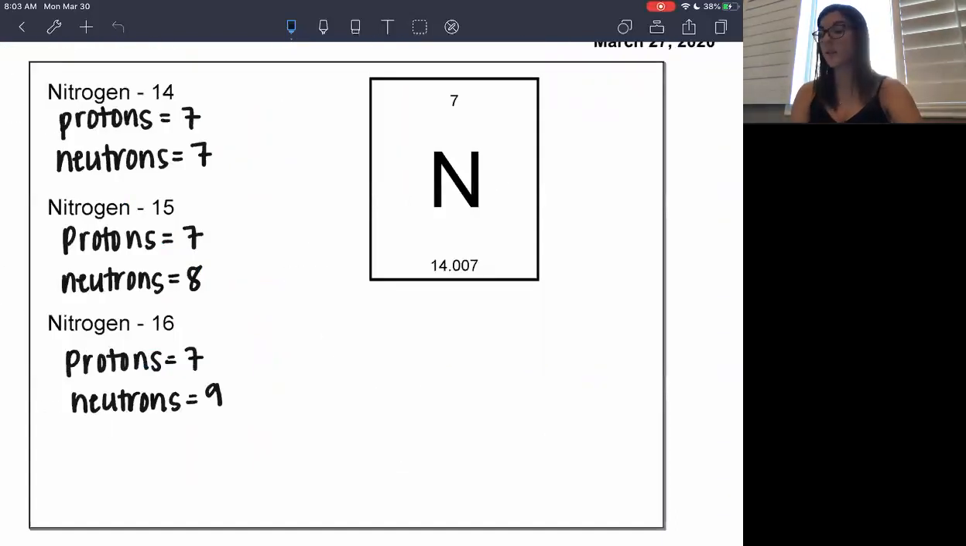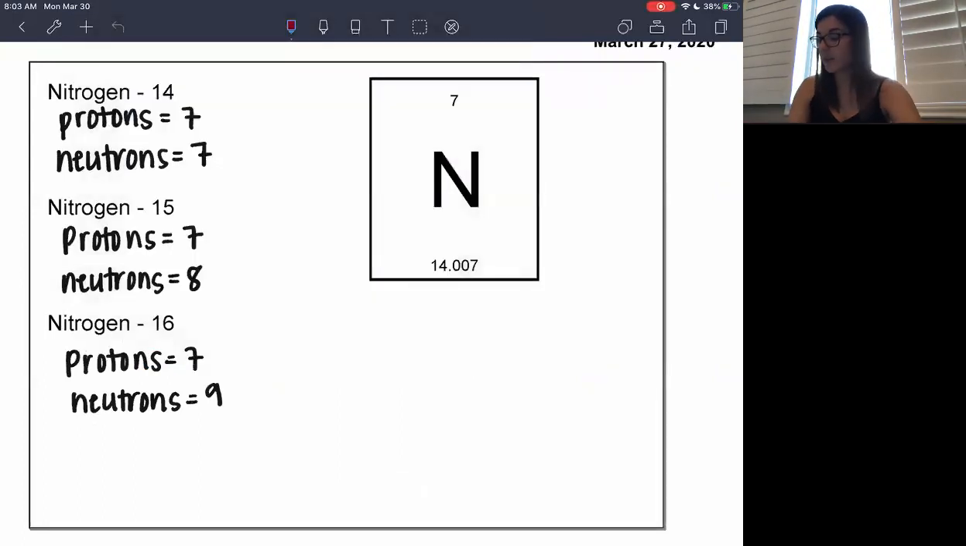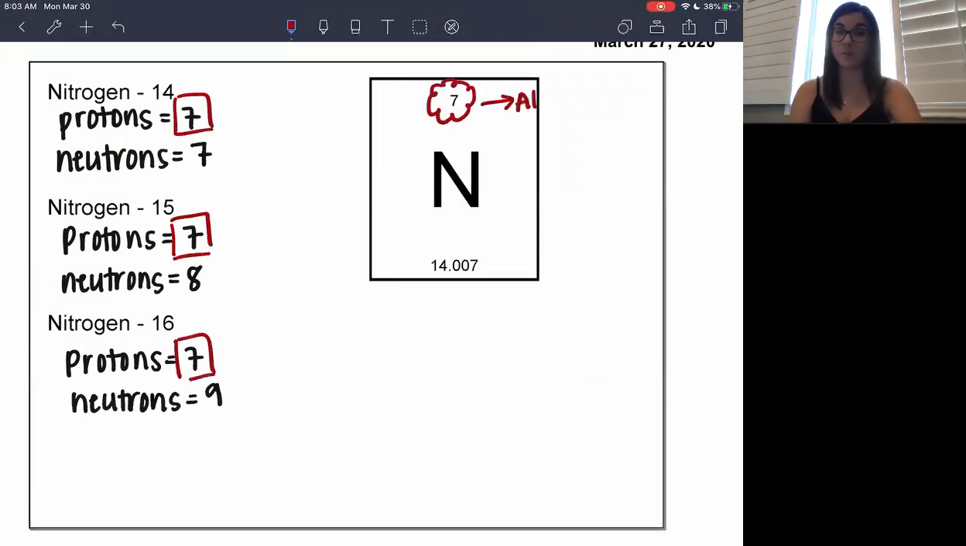Beautiful. On to the next slide, we've got nitrogen. Now, nitrogen has 3 known isotopes. Our definition said that in order to be an isotope, there needs to be the same number of protons. As I look at all 3 of these isotopes, they all have 7 protons. And this matches up with my periodic table. Nitrogen is element number 7, so it should have an atomic number of 7. It should have 7 protons.